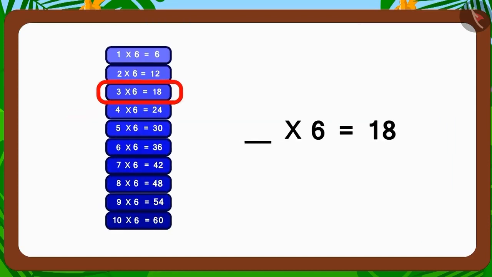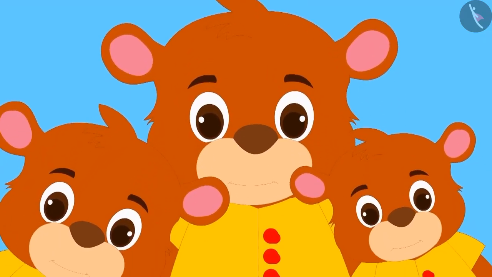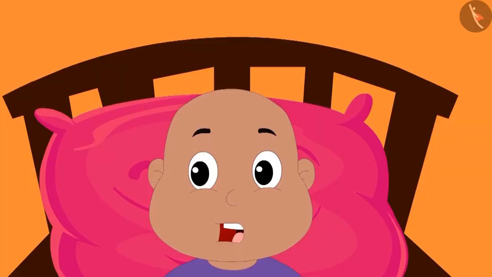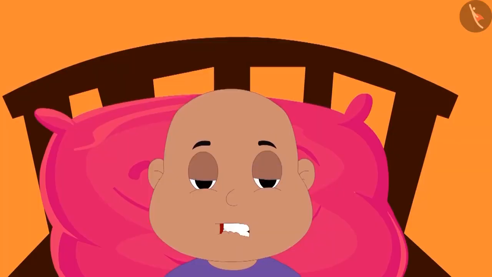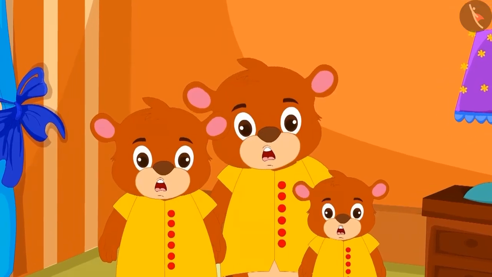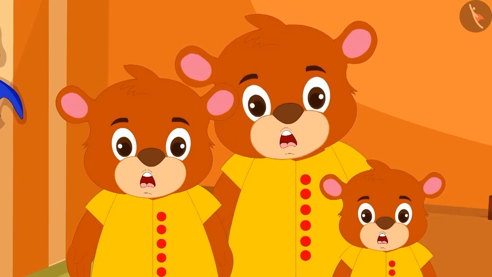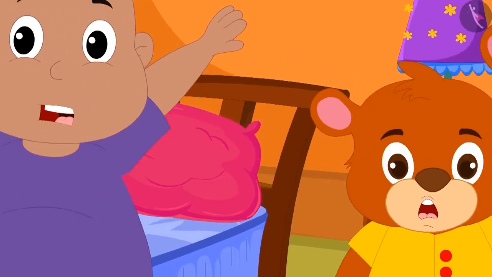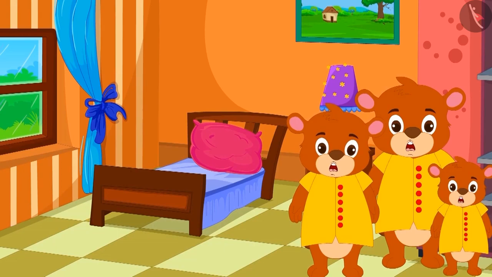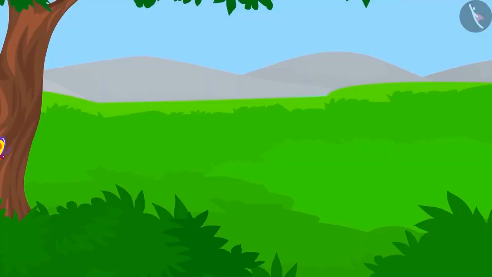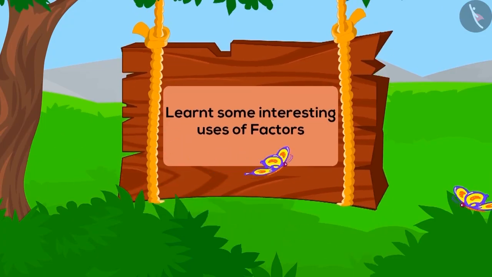Yes, you have solved it correctly. 3 people were standing in front of Bablu. Actually, Bablu had reached Bubbu Bear's house. Bubbu and his family were surprised to see him there. The moment Bablu saw Bubbu, he ran away and did not return back again. Children, in this chapter, we learned some interesting uses of factors.